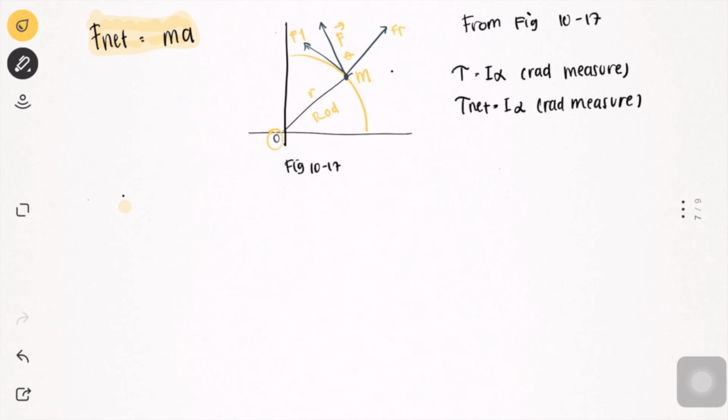We can prove this equation by using figure 10.17. From figure 10.17, we can find the rotational inertia, where torque equals I times alpha in radian measure, and then torque net equals I times alpha, also in radian measure. And this equation can be extended to any rigid body rotating about a fixed axis. This is because such a body can always be assumed to be an assembly of single particles.